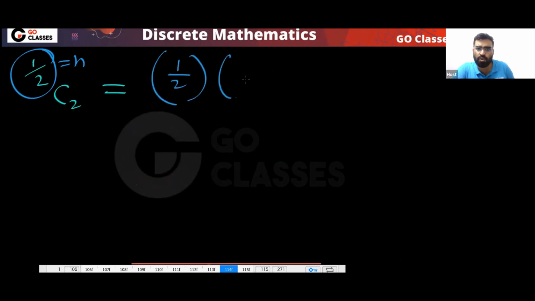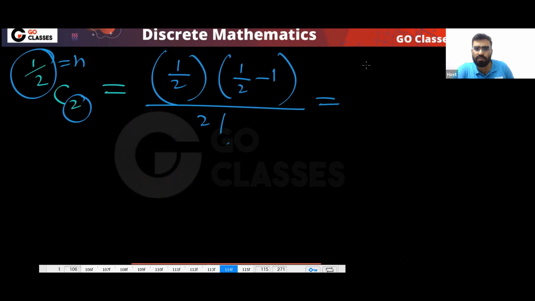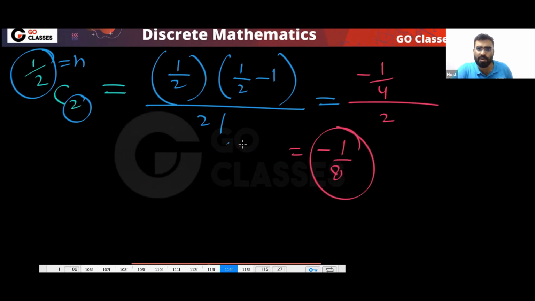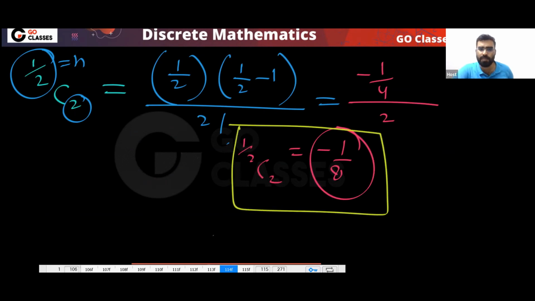The same idea you now apply here. What is half C2? Now half is your n, so you apply n into n minus 1, 2 terms, divided by 2 factorial. So half C2 will be half times minus half, which is minus 1 upon 4, divided by 2, so minus 1 upon 8. This will be your half C2. Is this clear to everyone? This is very simple. Nothing changed, the same thing we are doing.